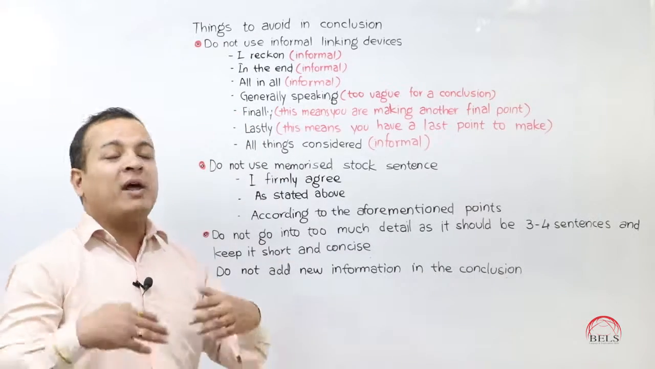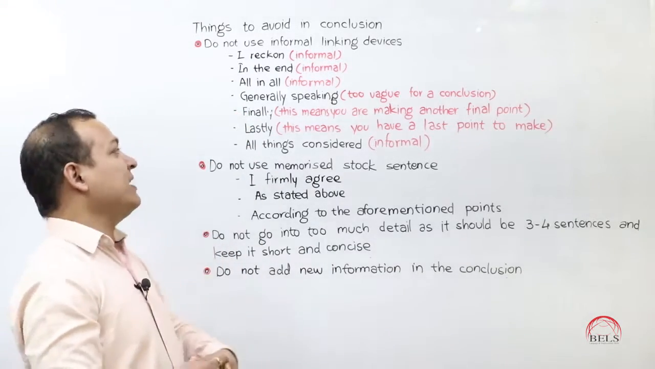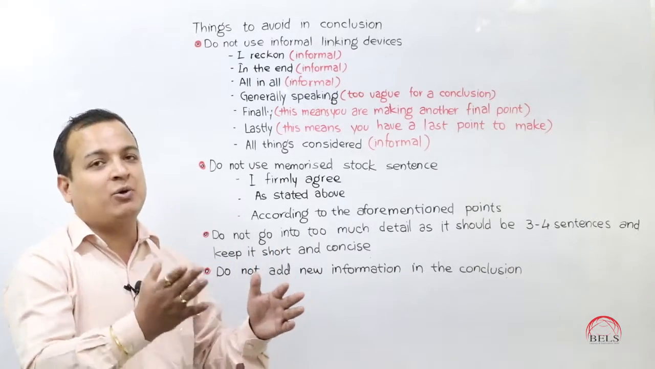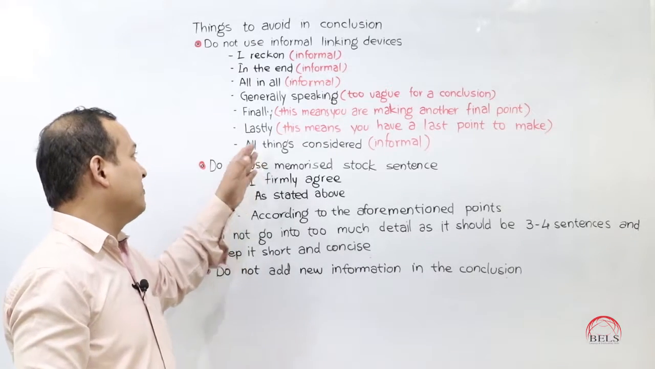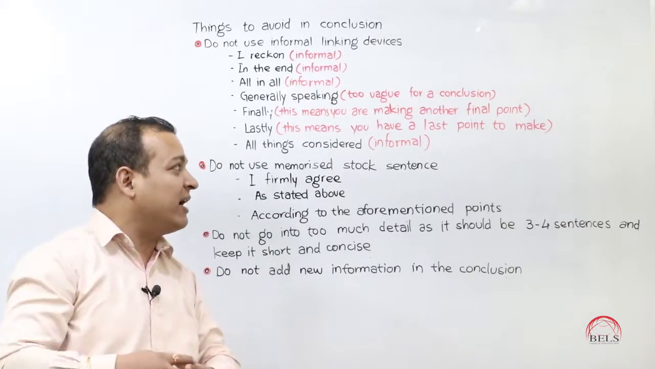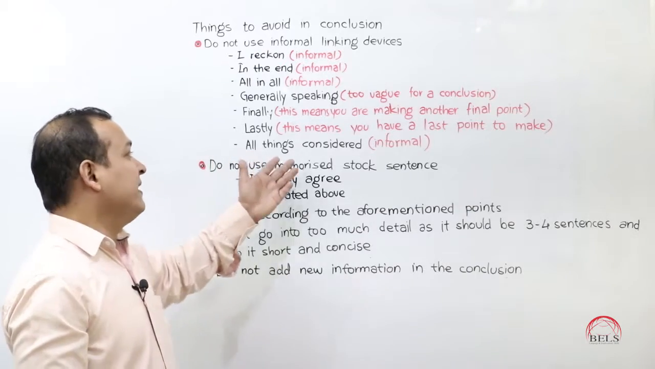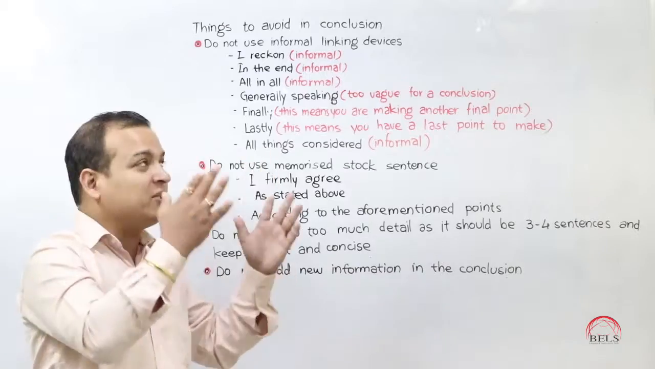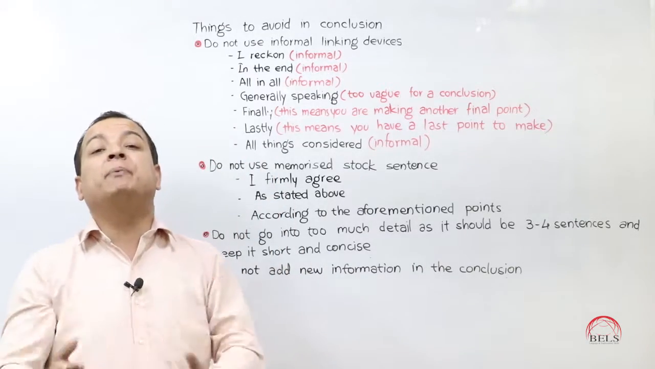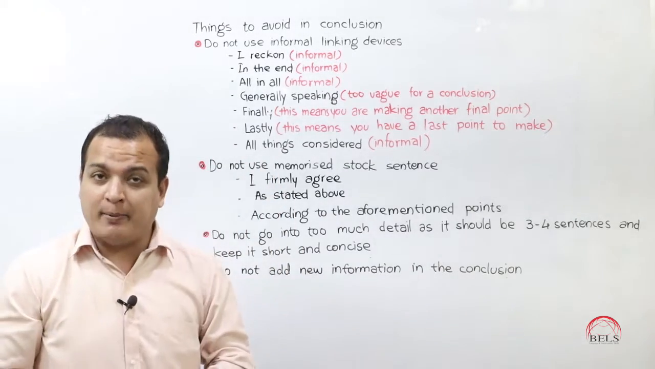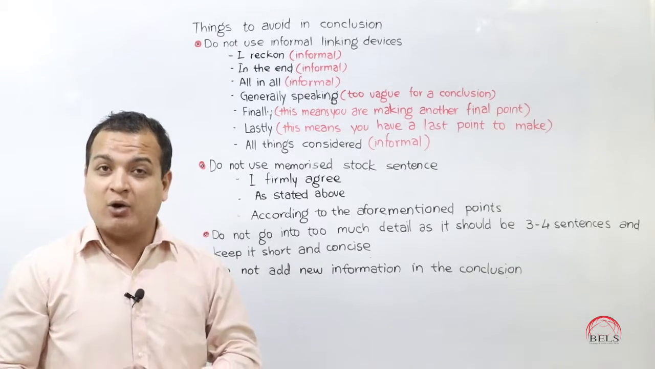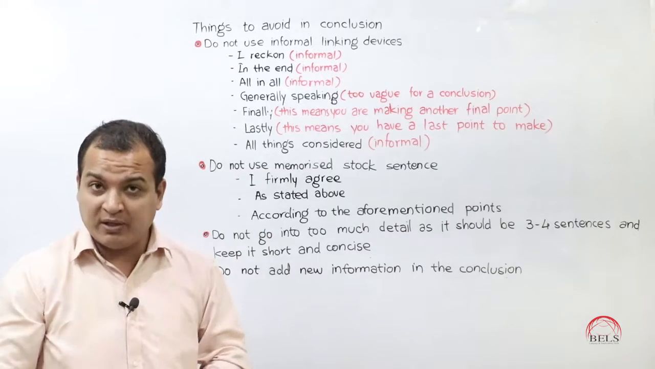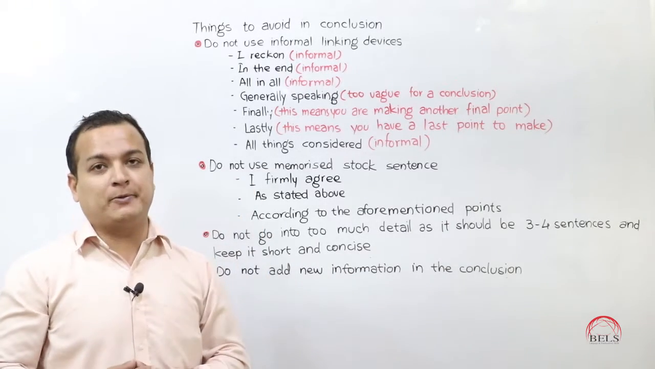Then finally, when you use the word finally, it shows that you are making another final point. So it can be in the third paragraph, but do not write this in the conclusion part. Lastly, it means you have a last point to make again. Then all things considered, this is again an informal phrase. So try to avoid these words. Rather than this, you can simply use to recapitulate, comma, you can say to elucidate, comma, or you can say in conclusion, you can say to conclude with. So these are the good words which you can use.